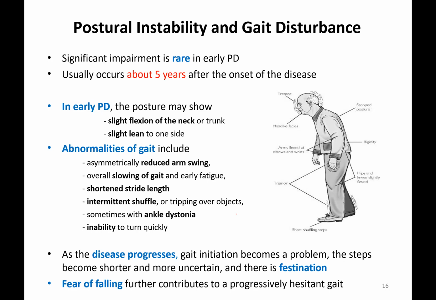Slight flexion of the neck, slight, he will be leaning onto one side, particularly if one side is more affected. Asymmetric reduced arm swinging: one arm swings more, the other arm doesn't swing at all.